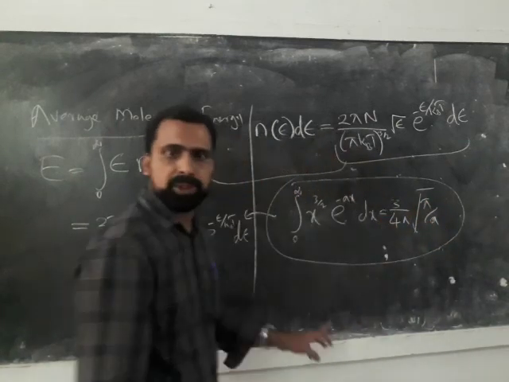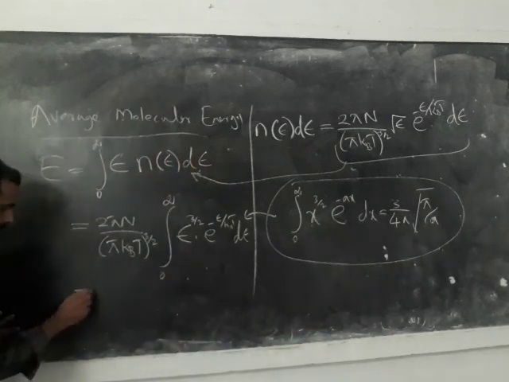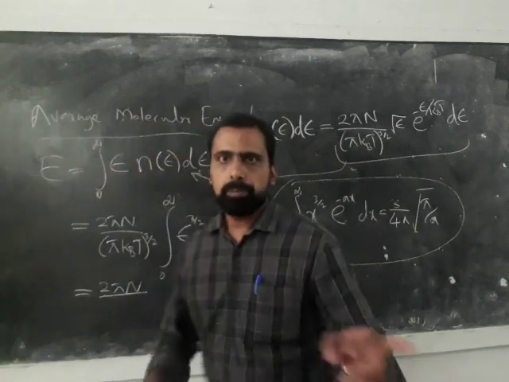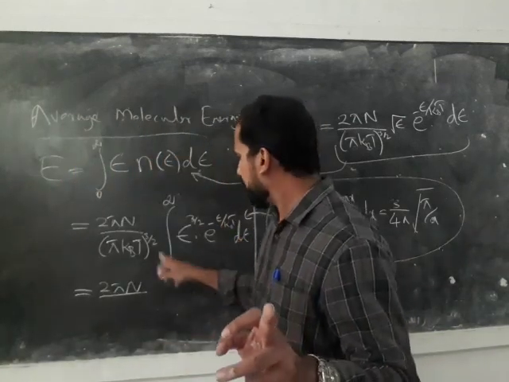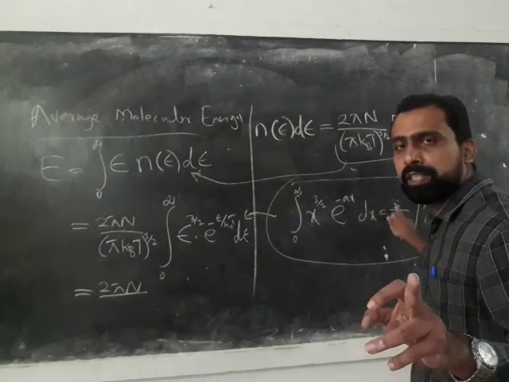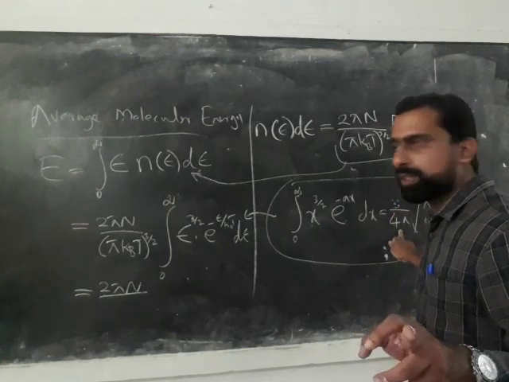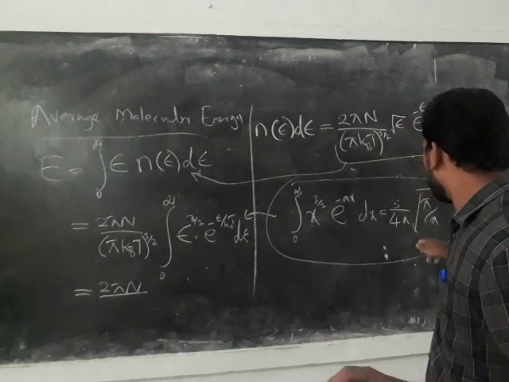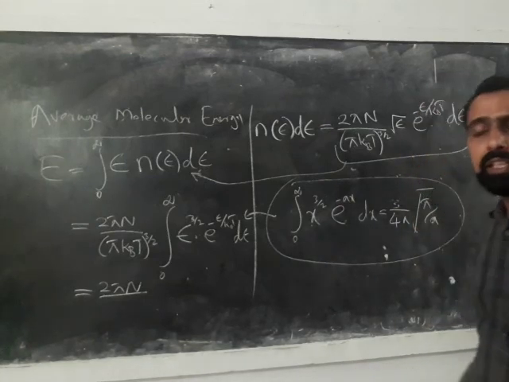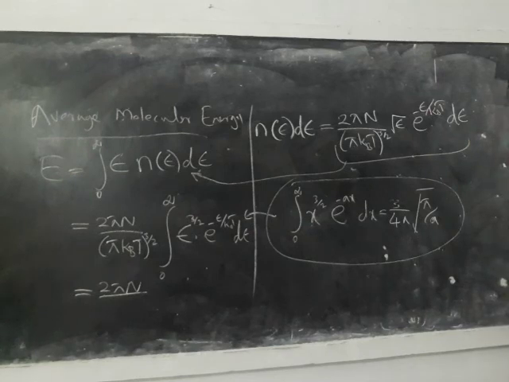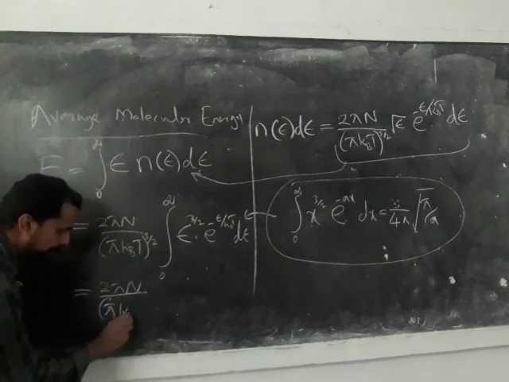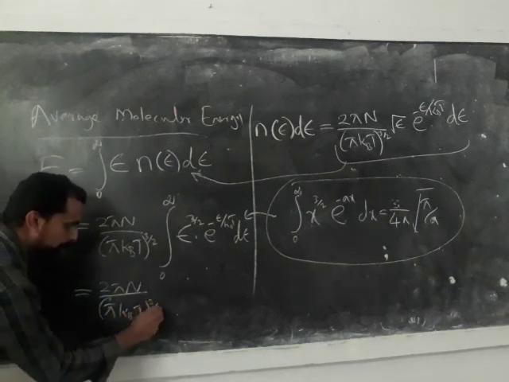So we substitute it and you will get the final answer as 2 pi n divided by pi kBT raised to 3 by 2. Then 3 by 4a means 3 kBT by 4, because a is 1 by kBT. Then inside the root you have pi kBT, so that will be your final result. So you can write 2 pi n by pi kBT raised to 3 by 2.